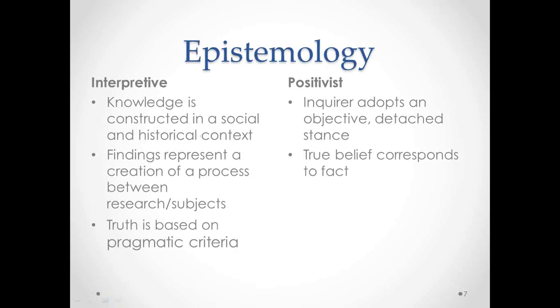And then we need to think also about our epistemology. In the interpretive epistemology, knowledge is constructed, as I said, in a social and historical context. What we know now in 2017 is not the same as what we knew in 2007 or 1997 or 1987. So it has changed because of historical and social context. That findings represent the creation. In an interpretive paradigm, your epistemology is about the creation of that information.